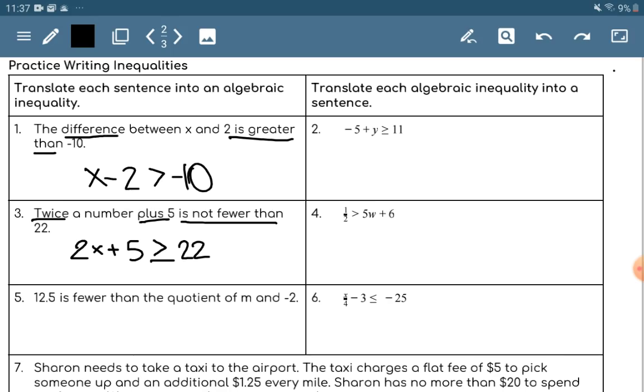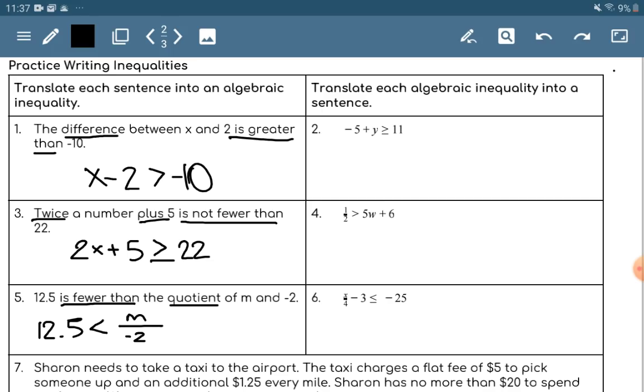Number 5, again, working down the page, 12.5 is fewer than the quotient of m and -2. Is fewer than tells me an inequality. Quotient tells me division. So I'm going to start with 12.5. And this is fewer than is the same as, or is a synonym of, is less than. So that's going to be the inequality I write. Quotient tells me I'm dividing, and I am dividing m and -2. That's it. That's all there is with that one. I'm going to skip number 7 for right now. We'll come back at the very end.